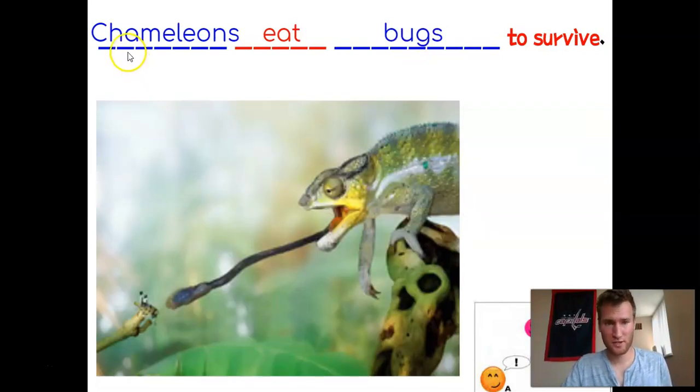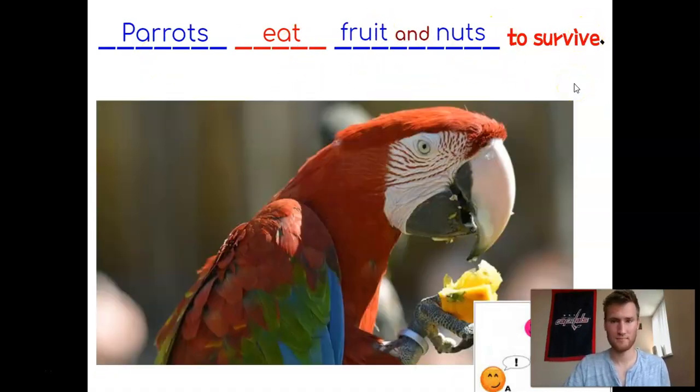My turn first. This is a tricky word. It's pronounced chameleon. This is a chameleon here. Chameleons eat bugs to survive. Your turn. Nice. My turn first. Parrots eat fruit and nuts to survive. Your turn.